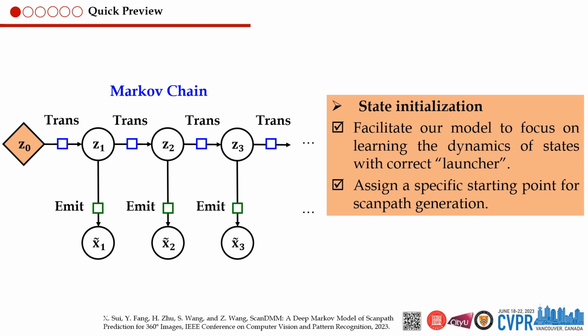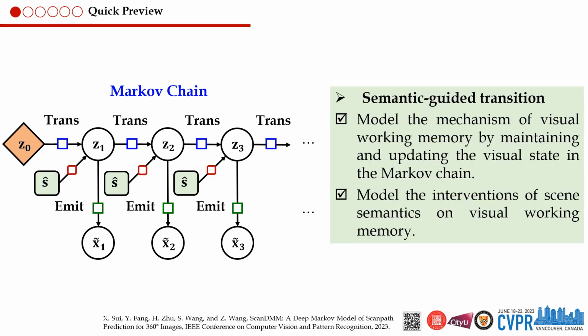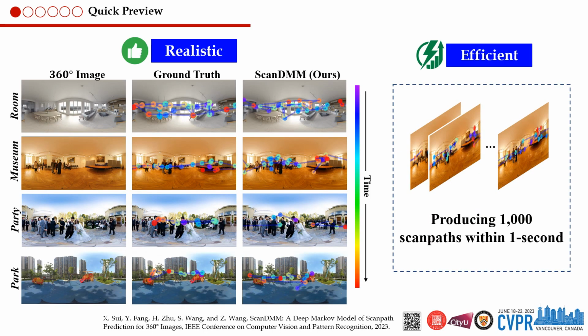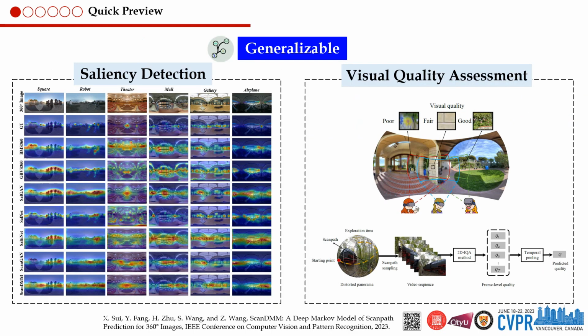Here we introduce some new designs. First, we propose a practical strategy for the visual state initialization. It helps start the model off on the right foot, which in turn lets us assign a specific starting point for scan path generation. Second, we introduce a semantic guided transition function. Basically, this means that we've created a way for the model to maintain and update memory. Our model is highly accurate and efficient for real-world applications. We also show two applications to show its generalizability.